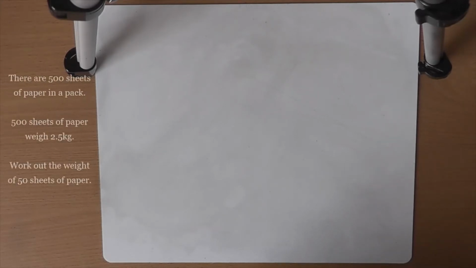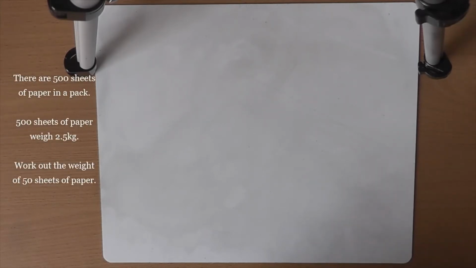Let's have a look at an example. There are 500 sheets of paper in a pack. 500 sheets of paper weigh 2.5 kilograms. Work out the weight of 50 sheets of paper.